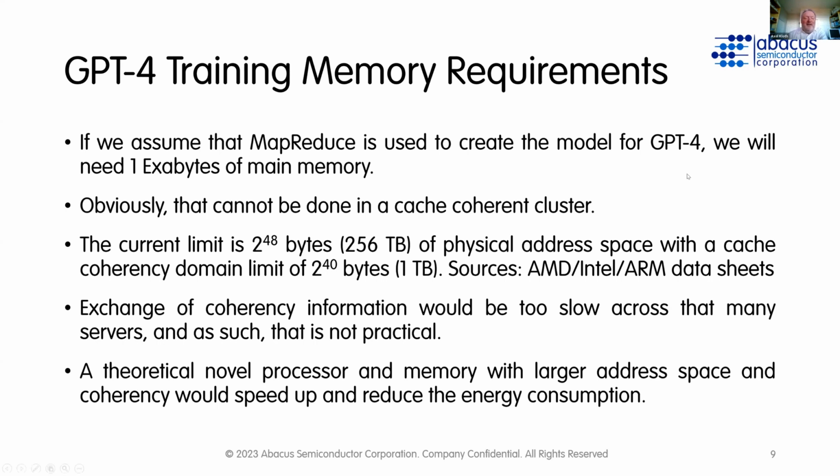It's an incredibly large amount of data. And unfortunately, as I said, ideally, we would want to do that in a cache coherent server, but there's no memory and there's no processor out there that supports it. So we have to figure out something new. So a new processor, a new memory with a vastly larger address space and a coherency domain would be needed to speed all of that up and reduce the energy consumption of training GPT-4.